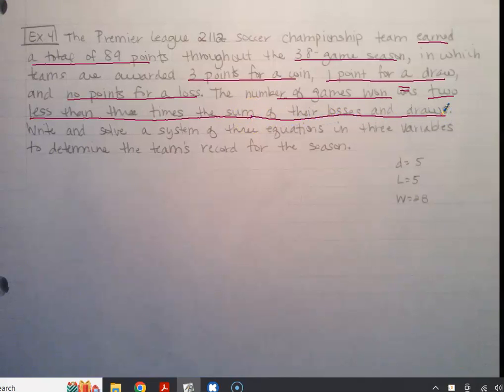Yikes. Okay, so same thing as always. I understand it until we get the word problems. I get it. So let's use W to represent wins. Okay. L is losses. And D is draws.